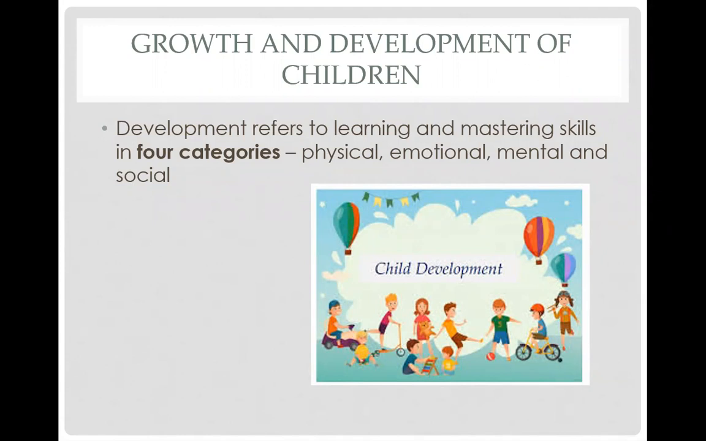Now, look here. Development refers to learning and mastering skills in 4 categories: physical, emotional, mental, and social. When we talk about child development, we are talking about the development of 4 aspects: physical, emotional, mental, and social. We are going to study the development under these categories. First is physical development, second is cognitive development, then social development, and then emotional development. Let's go to the next one.